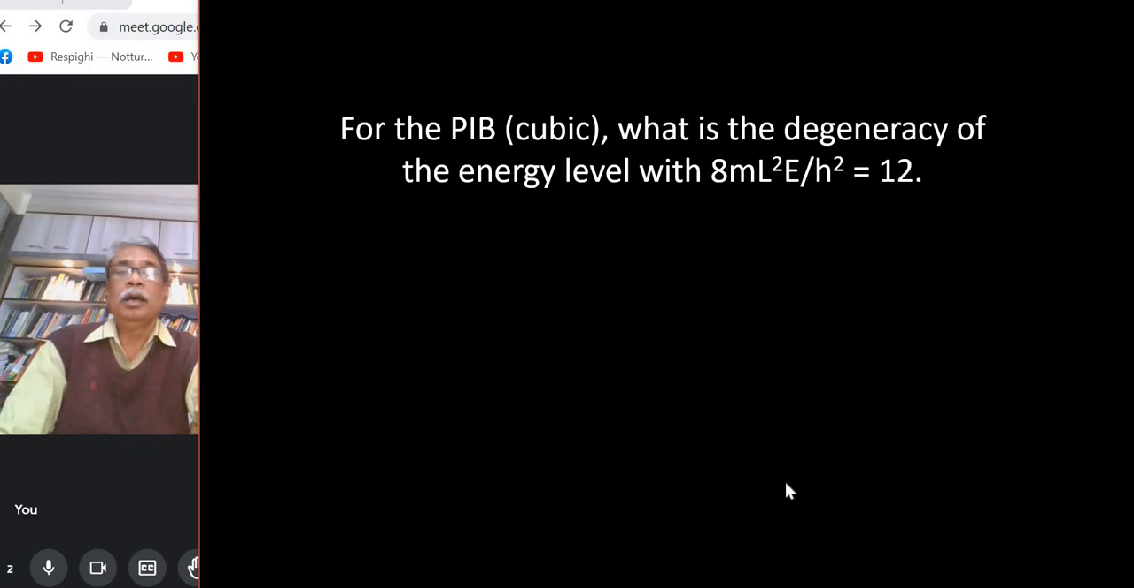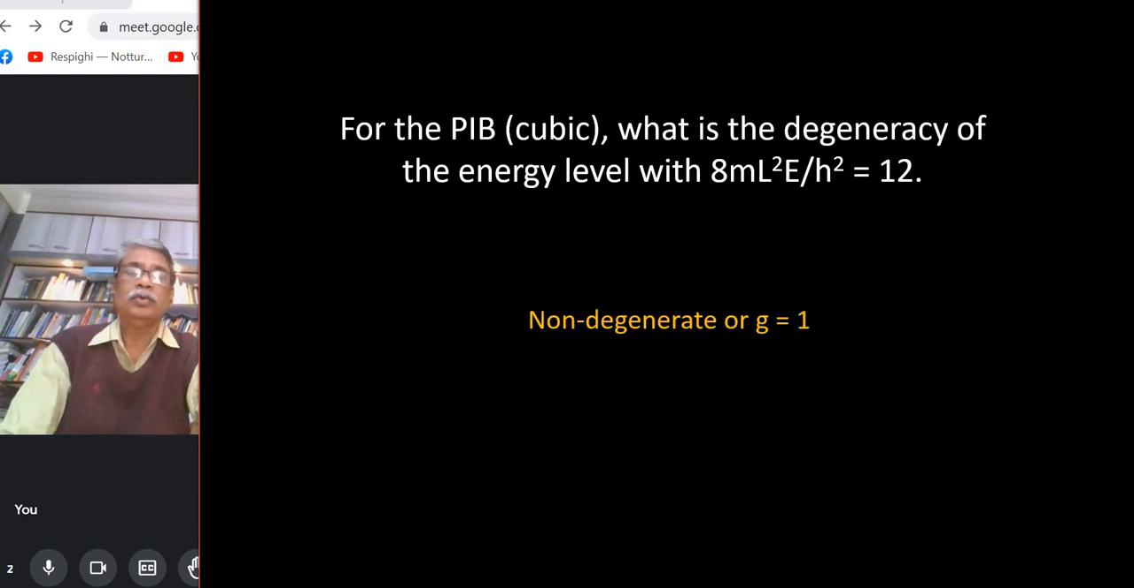Well, now a particle in a box, PIB. Let us assume that it's a cubic box, and the energy is given in such a way that 8 m L square E by h square is 12. L is the length of the box, and m is the mass of the particle. So the question is the degeneracy of the level.